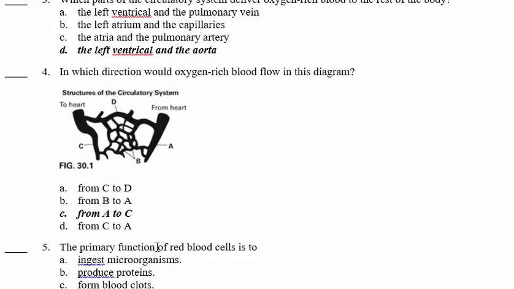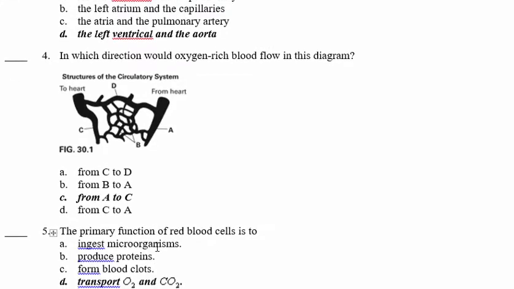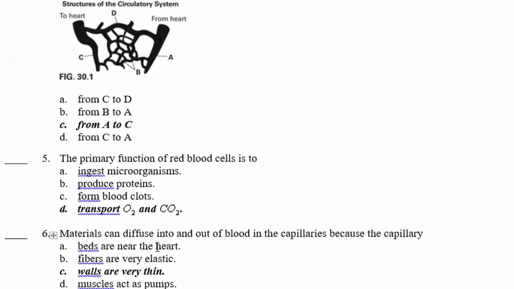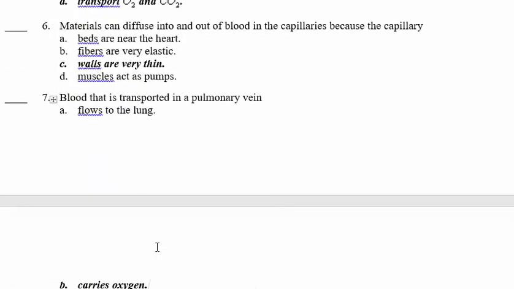The primary function of the red blood cells is to transport oxygen and carbon dioxide. The red blood cells have an important protein which is called hemoglobin that literally sticks to oxygen. It attracts oxygen and it sticks to it.